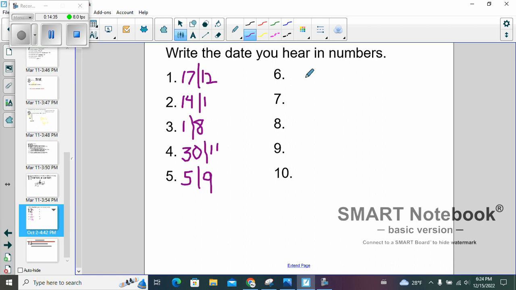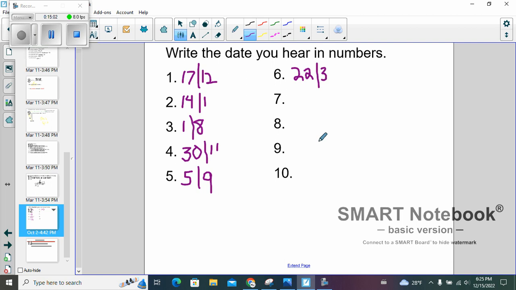Number 6. Es el 22 de marzo. 22 is the day, and the month is March, or 3.